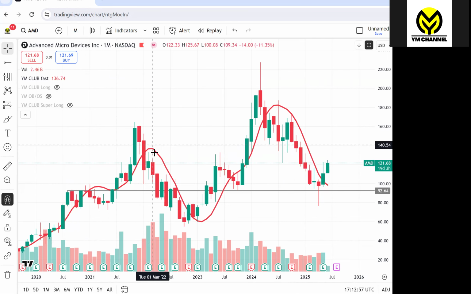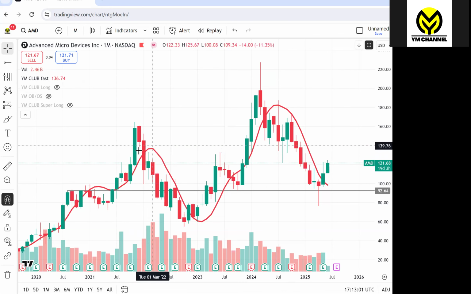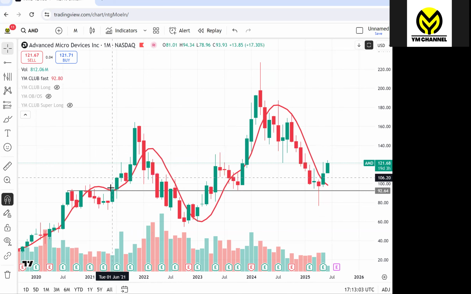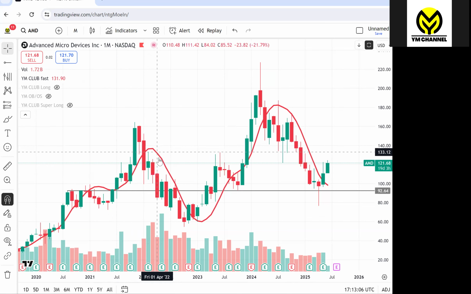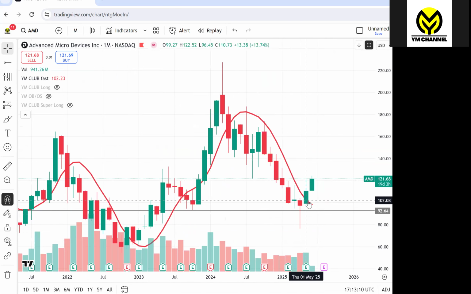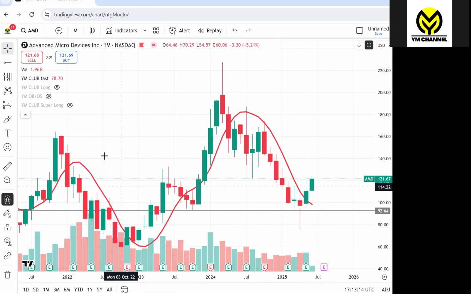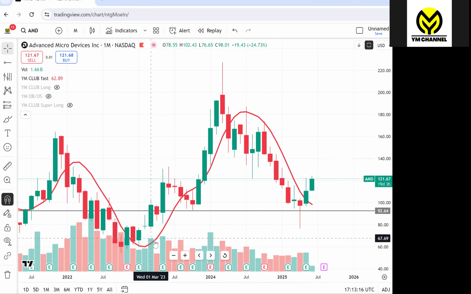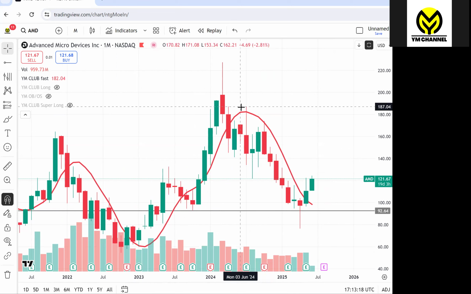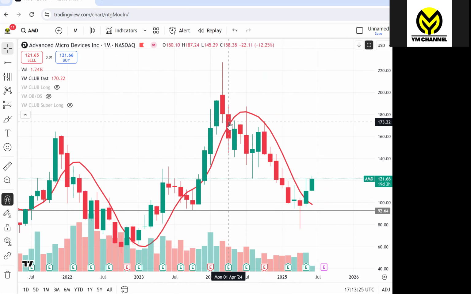So this indicator, YM Club Fast, tells you the trend. When it's upward, this is an upward trend. This is a bull market. When it's downward, it's a bear market. So we can clearly tell when we sell. We sell here, we sell here, and we buy here. So you buy here, you sell here, you make a very good profit. Basically, you're buying at this candle around $80 and you're selling around 150.